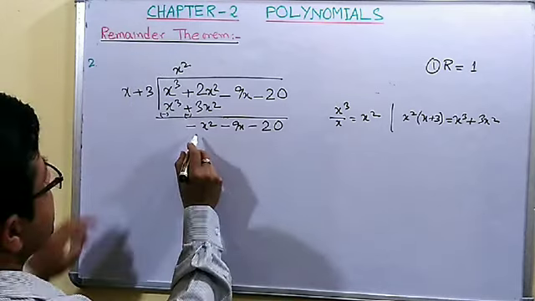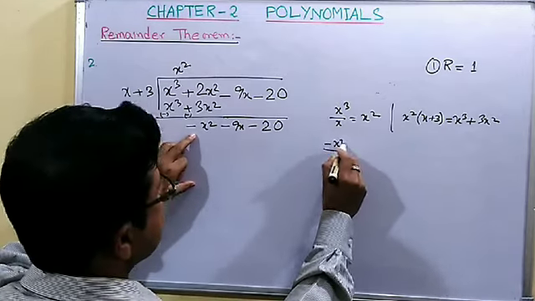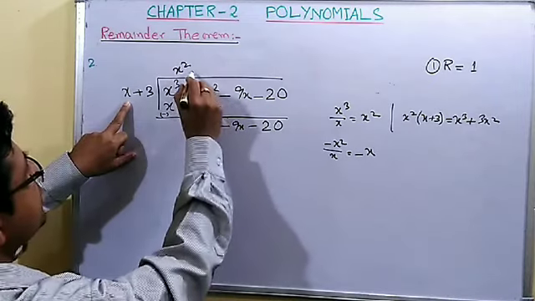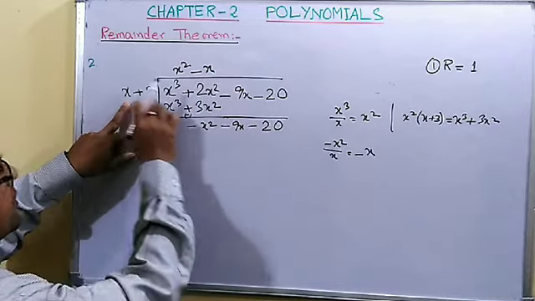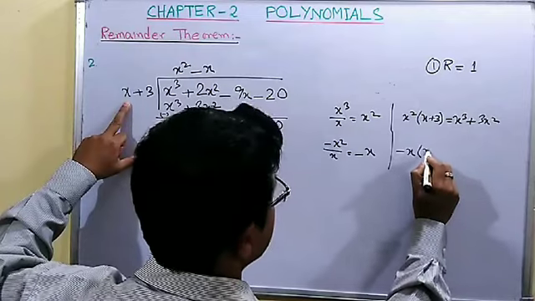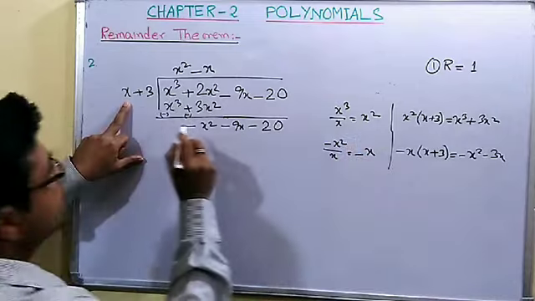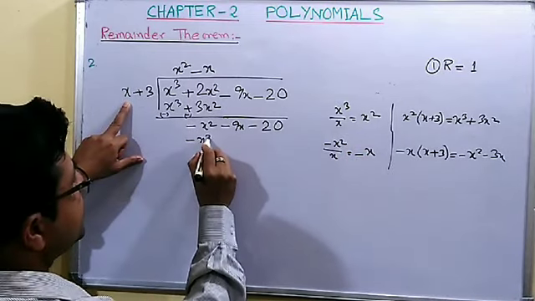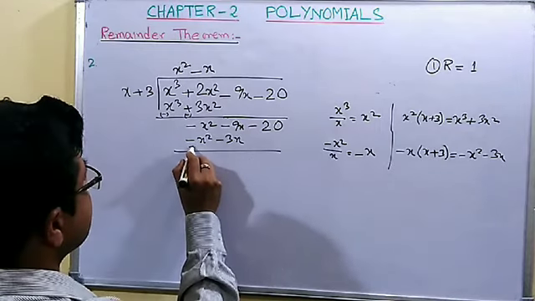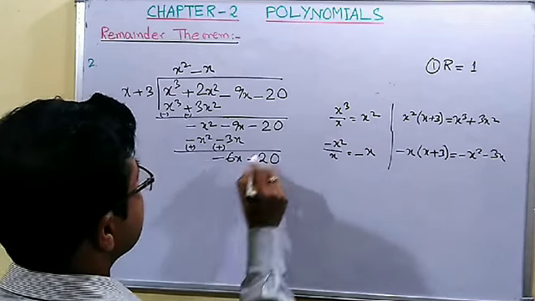Okay. Now x into what is minus x square? Let us see. Minus x square divided by x. How much is it? Minus x. So minus x. Minus x into x plus 3 is minus x square minus 3x. Okay students? So minus x square minus 3x. Next, what do we do? Subtract. Its sign is going to be changed. It is minus 6x minus 20.